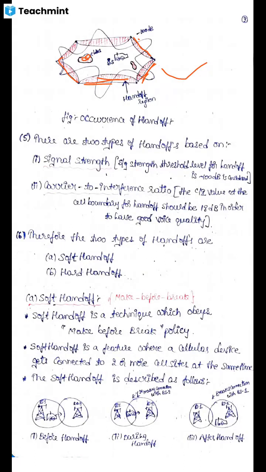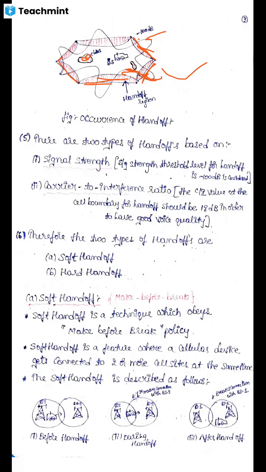At the boundary conditions, I have considered the signal strength as minus 100 dB. That is the threshold value. It means at minus 100 dB the signal is weak and handoff is initiated at that point. So these are the boundaries. For example, this mobile unit is moving like this. If it is moving from this base station to the other base station, it is crossing the boundary.